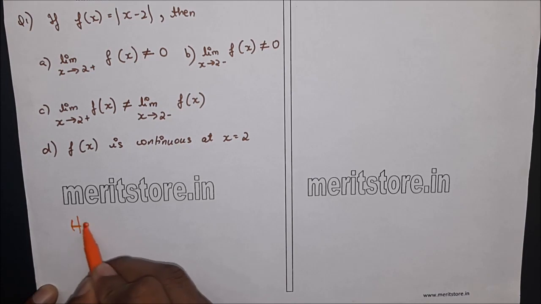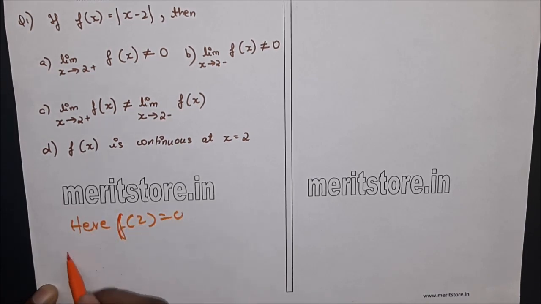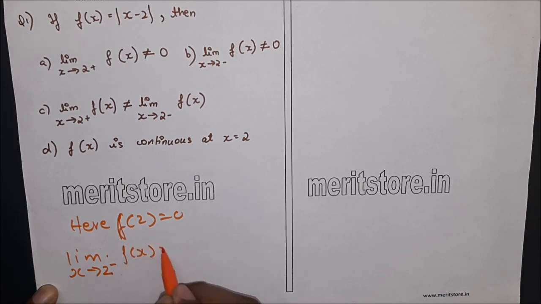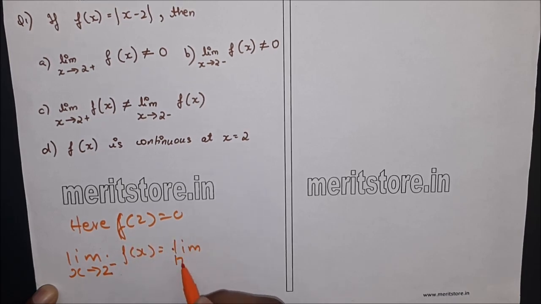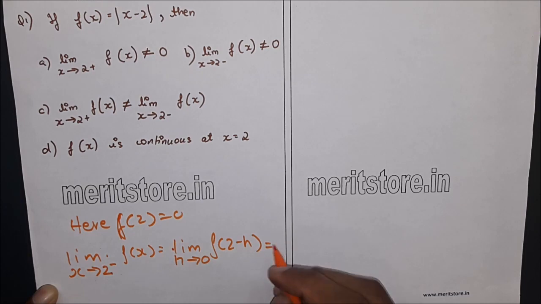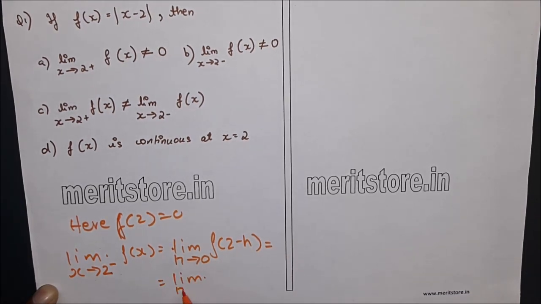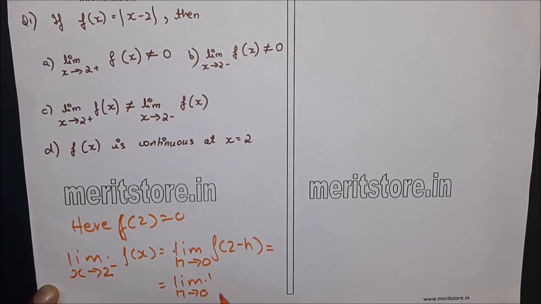Here f(2) = 0. The limit as x approaches 2 from the left of f(x) we can write as the limit as h approaches 0 of f(2 - h), which is equal to the limit as h approaches 0 of |2 - h - 2|, which is equal to 0.